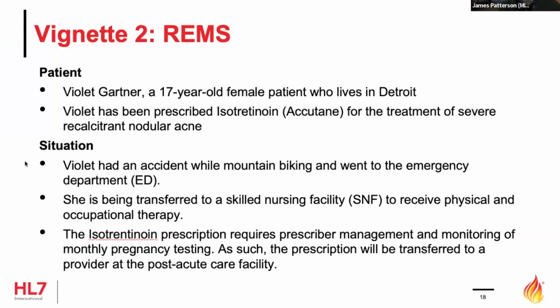Her injuries are severe enough. The scenario is that she's broken an arm and a leg, and she's not able to bear weight in essence, and doesn't have supports at home. So she needs to be transferred to a skilled nursing facility, and she'll be at that skilled nursing facility long enough where the isotretinoin is going to need to be continued and prescribed there.